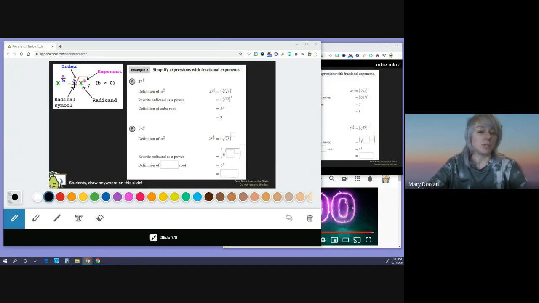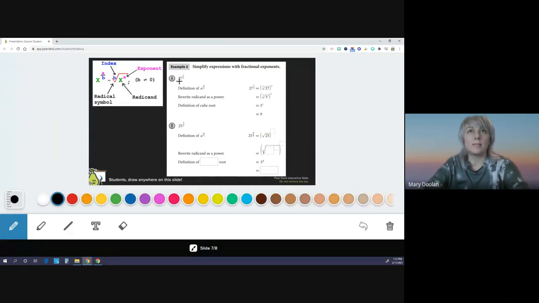Okay, the problems we looked at on Monday, this was a 1, so we didn't even write it, but now we're going to have a different number here besides 1, and we'll see how that affects our answers as we go through these. All right, so example 2, simplify expressions with fractional exponents, and we're going to look first at this one, 27 to the 2/3 power. Okay, and so 27 is the base, 2/3 is the exponent. We're going to use this rule here to simplify this expression.